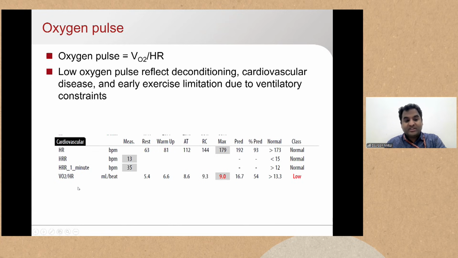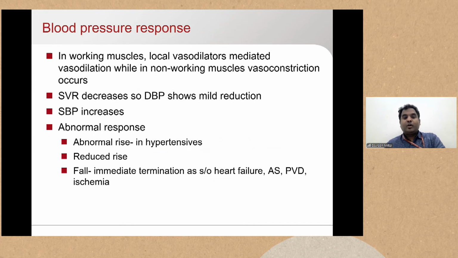The last value on this report, you can see that VO2 by HR in this patient is 9, which is low. You can also see the maximum heart rate is 179 for this patient, which is 93% of predicted. Heart rate reserve is given as 13. Generally a heart rate reserve of up to 15 is considered normal. But if heart rate reserve is more than 15, then we say the patient has not reached the maximal capacity. Now, blood pressure responses are also important during the test, but I'll try to skip this slide.